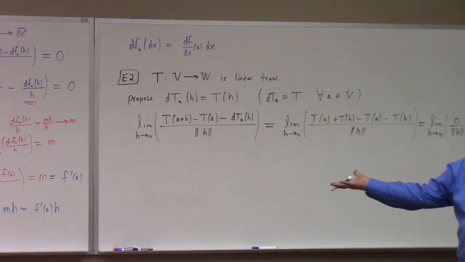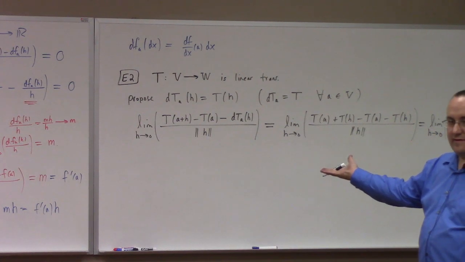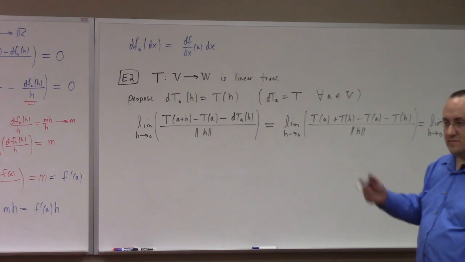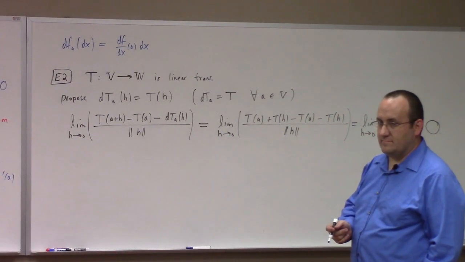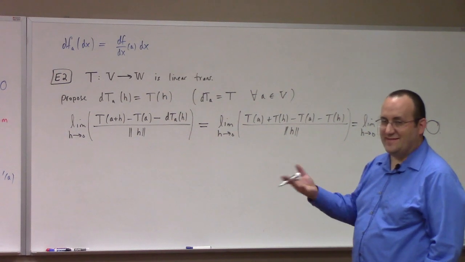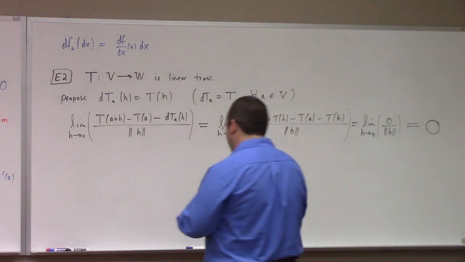There you have it. A linear function on a normed linear space is differentiable, and its differential is just the map again. So the best linear approximation to the change in a linear transformation is the linear transformation itself. Not terribly surprising, but good. All right?